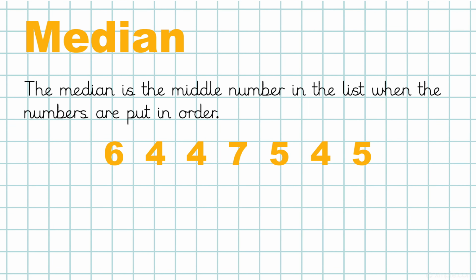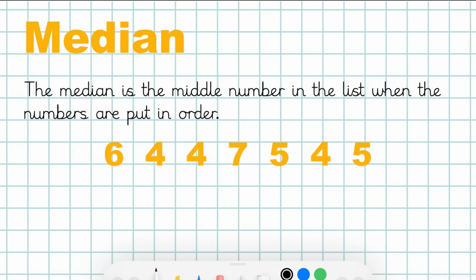Let's now use the same list of numbers to work out the median. So the median is the middle number in the list when the numbers are put in order. So as you can see, we've got the same numbers as before and they're still in the same order. But what we're going to do is rewrite them in numerical order, starting with the smallest number and ending with the highest, the greatest. So I'm going to write down all the 4s, and you can see that I'm stroking them off just to keep track for myself. Then I'm going to write down the 5s, then the 6, and then the 7.